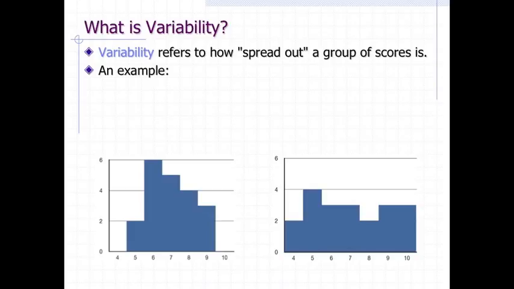For example, let's look at the two distributions of classroom test scores shown here. Although they both have means of 7, it is obvious that the distributions are quite different. Specifically, the scores on the left graph are less spread out than those on the right graph. Said a different way, the differences among the students are much less on the left graph than on the right graph.